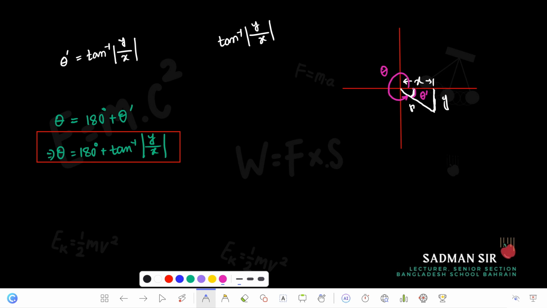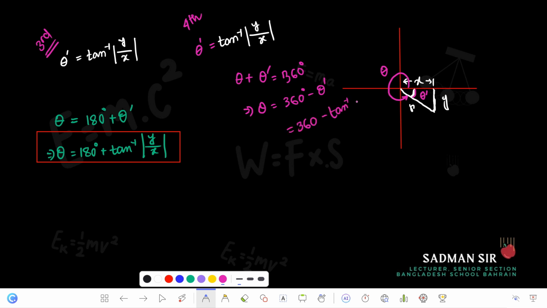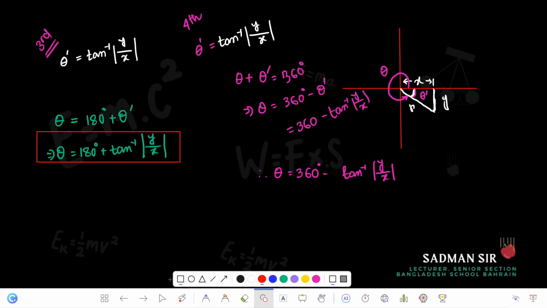Now theta and theta prime together form 360 degrees, right? Because you are starting from this line and coming back to this line when you add these two angles. So theta plus theta prime together form 360 degrees, so theta will be equal to 360 degrees minus theta prime. So 360 minus tan inverse y by x. That will be the value of theta. So this expression will give us the value of theta for the fourth quadrant.